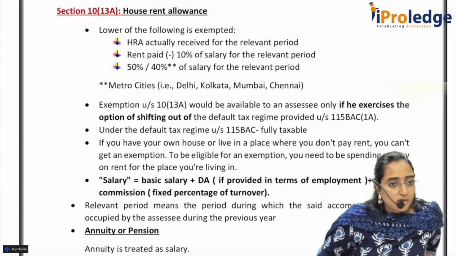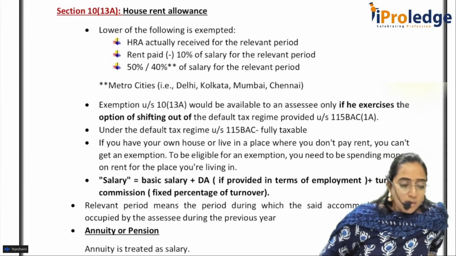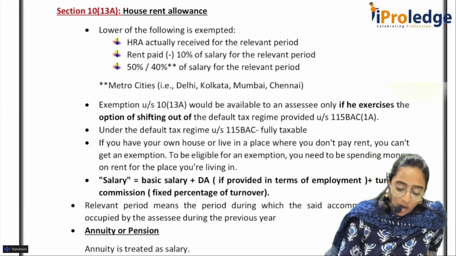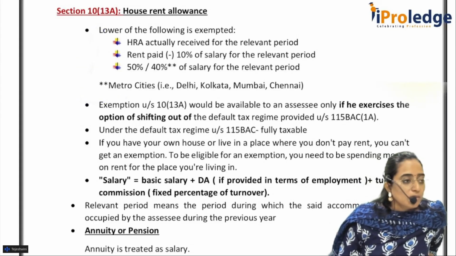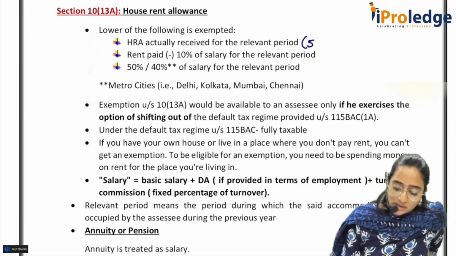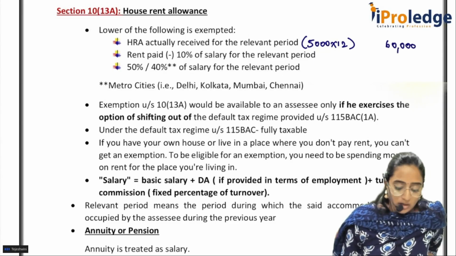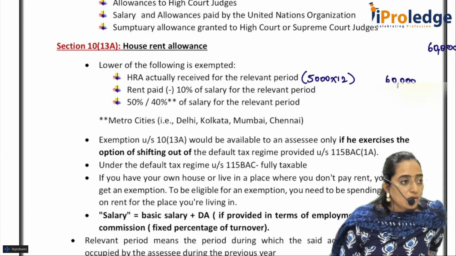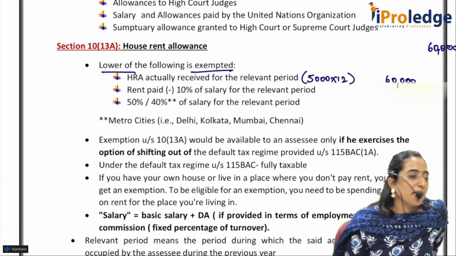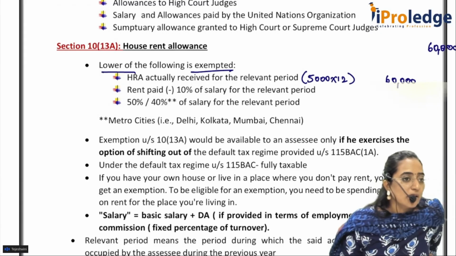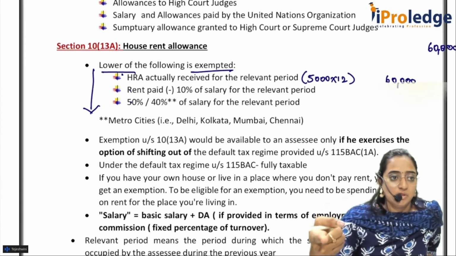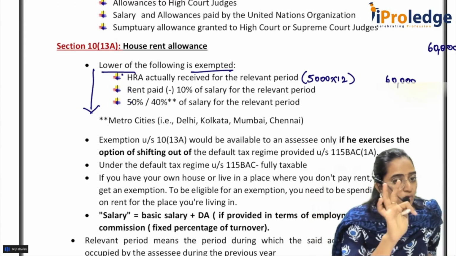Everyone, have you understood here? Now, we understood what is HRA. When will that HRA be exempted? Now, let's try to understand how we will exempt it. First of all, let's consider you have received HRA of 5,000 rupees per month, multiplied by 12, 60,000 rupees is the HRA received. But the least of the following is exempted. That is the lower of the following 3 points, whichever amount is lower among those 3 will be considered as exemption.